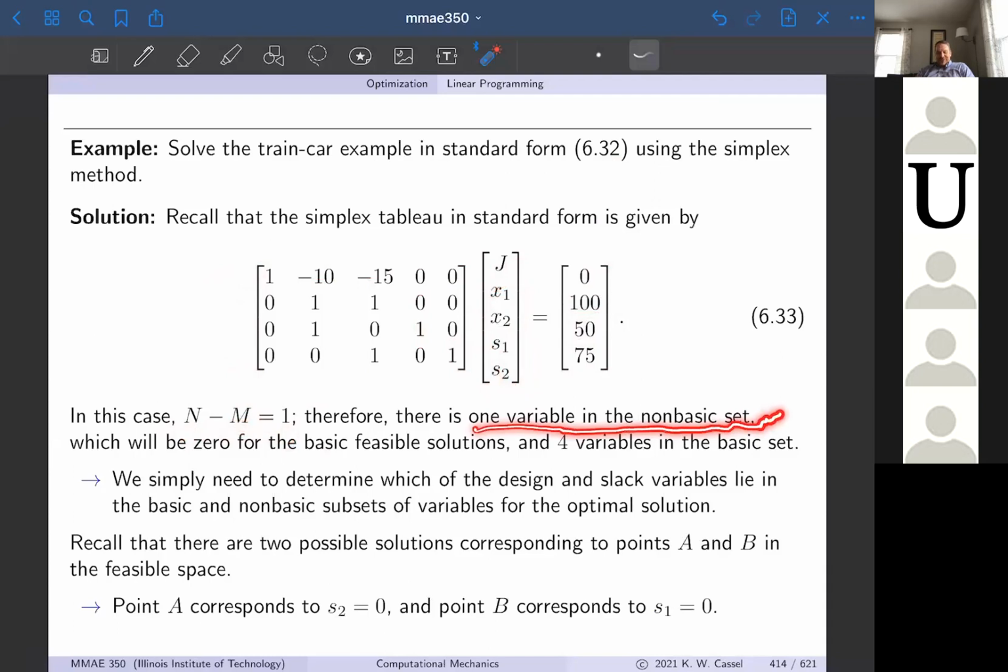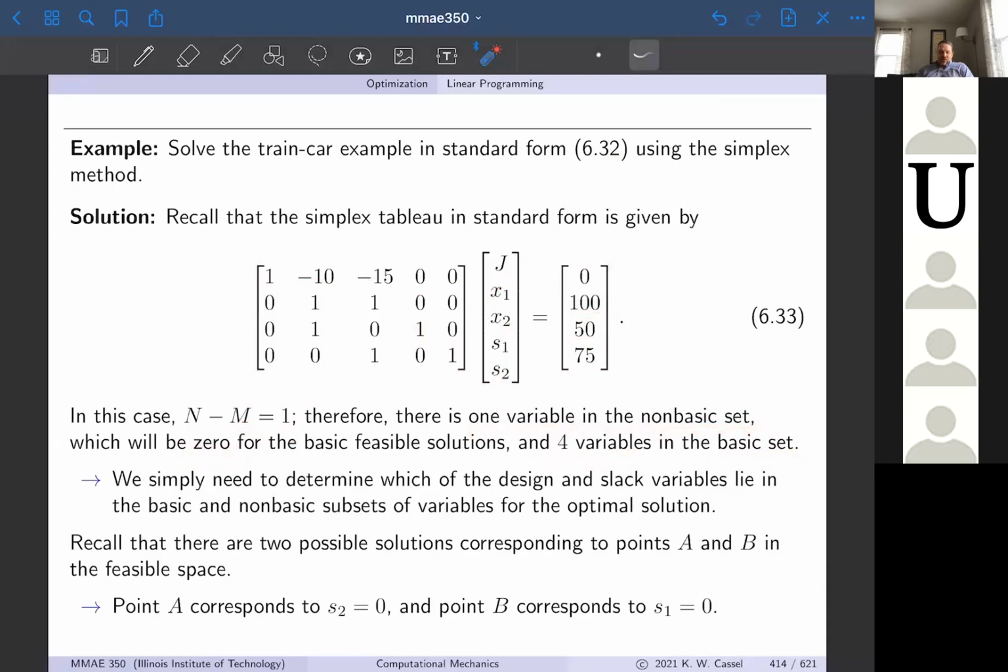Sorry, that will be equal to 0. Sorry, I fell for the trap. There's going to be one variable that is in the non-basic set, which means that it will be equal to 0. The remaining 4 variables will be in the basic set, and those are then non-zero.